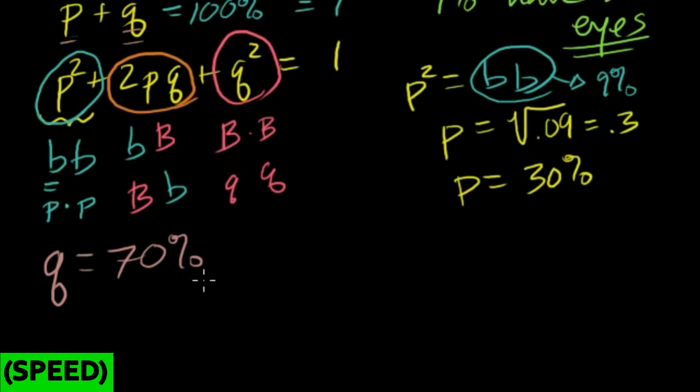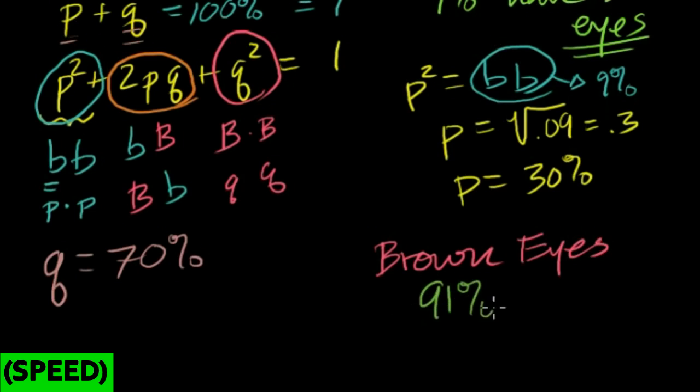So what percentage of my population are going to have brown eyes? I'll do an easy one. If I just look at the phenotype, brown eyes, I don't even have to use any of the formulas for this one. I already told you 9% have blue eyes, so the rest must have brown eyes. So 91% have brown eyes.